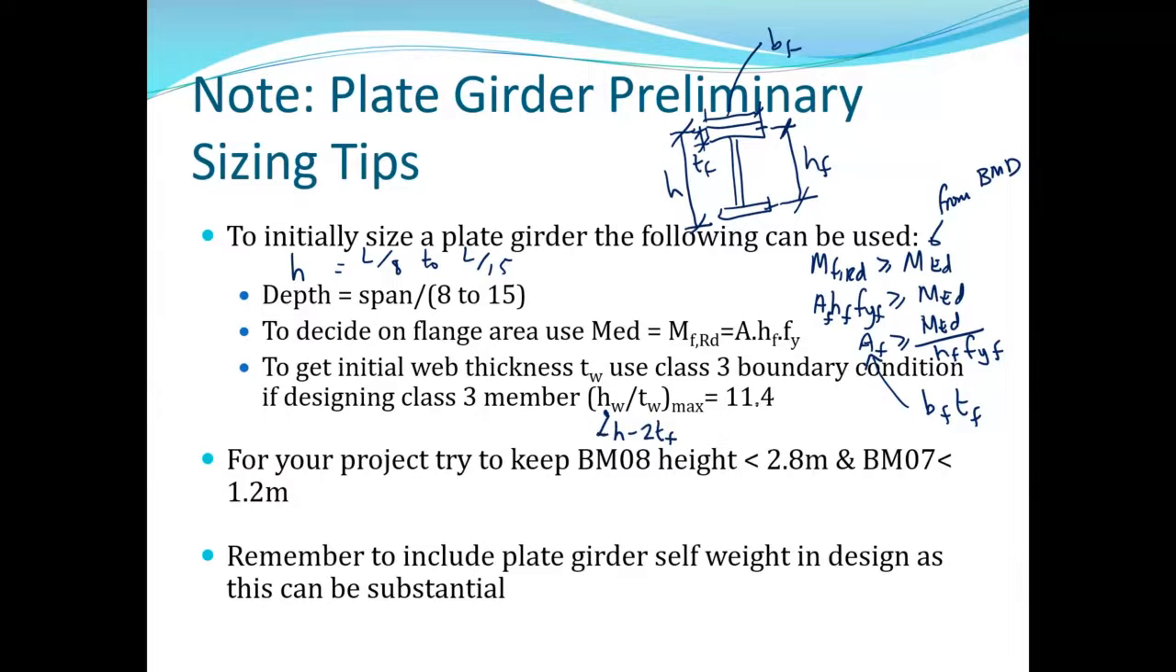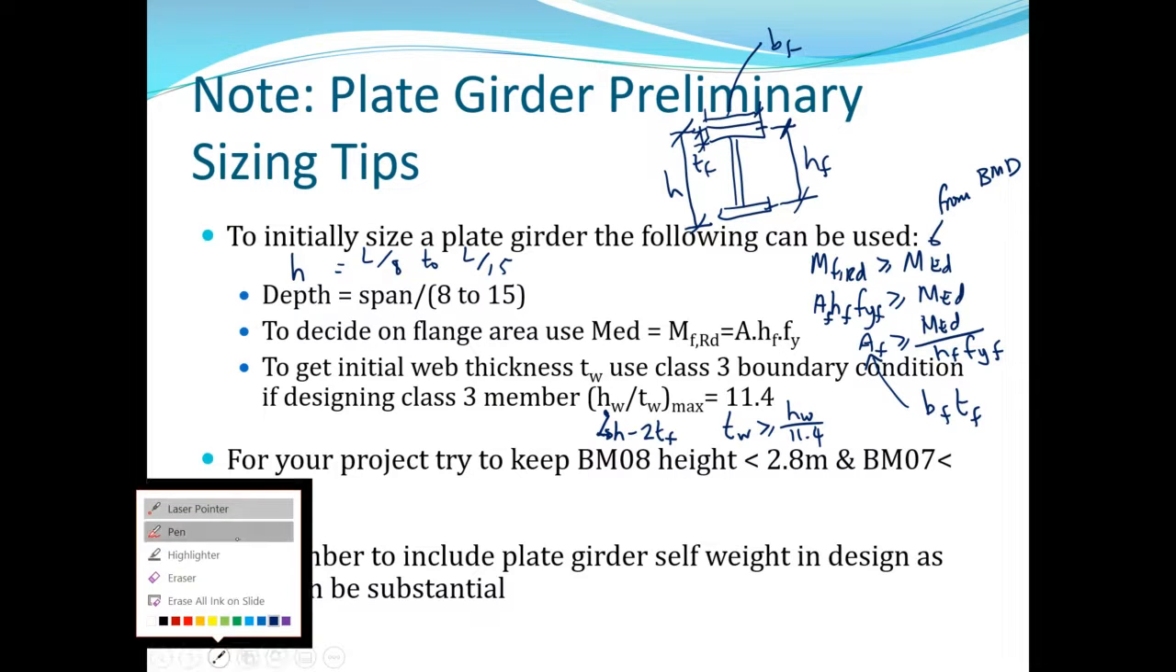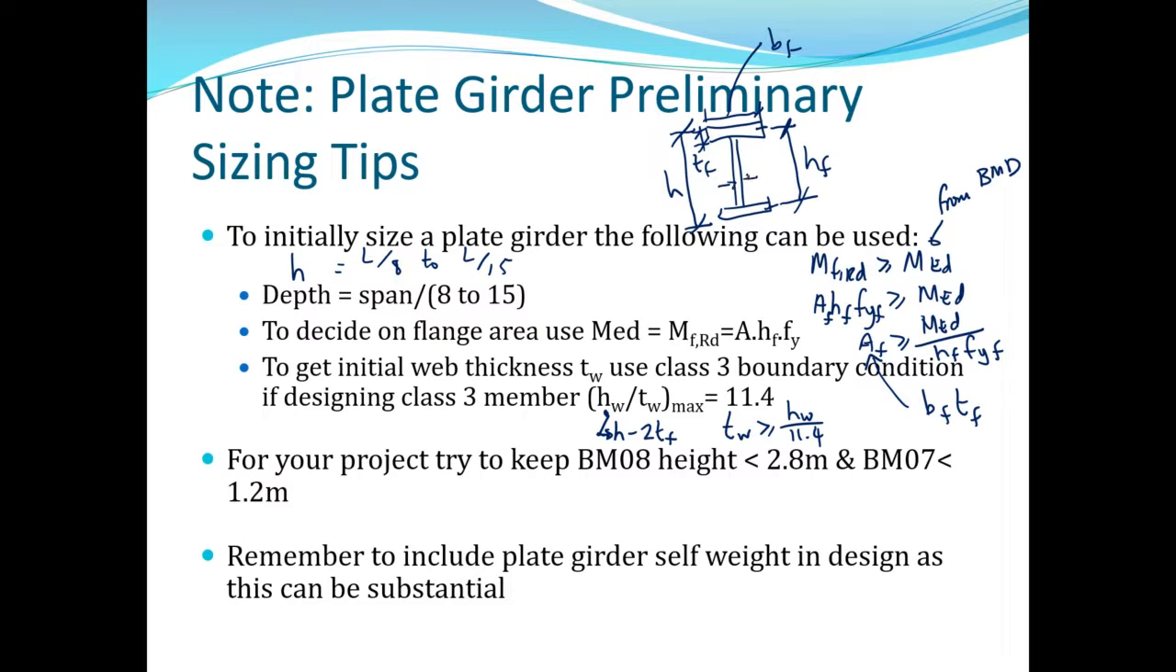So I've set that. So therefore, I can work out the thickness of the web has to be greater than or equal to the height of the web divided by 11.4. Okay, so that's step three. So now I've got the thickness of the web up here. So I've got all the main properties of the section in terms of the flanges, the web, bottom flange in there by doing those three steps, and that's the initial start.